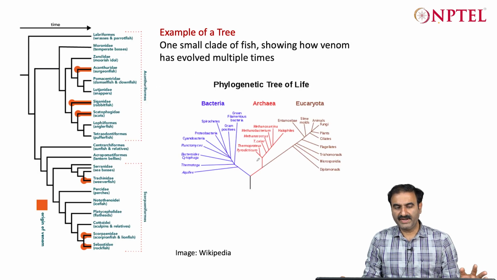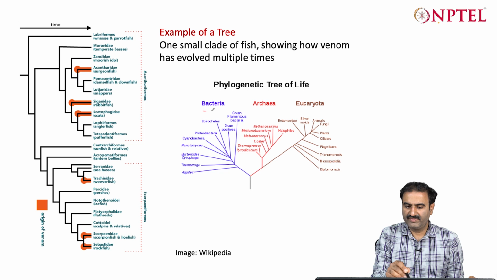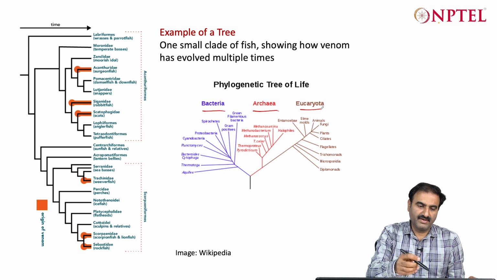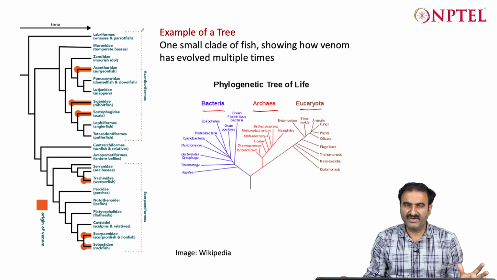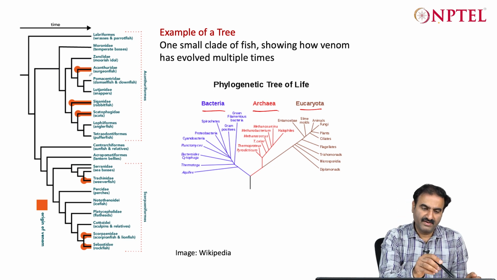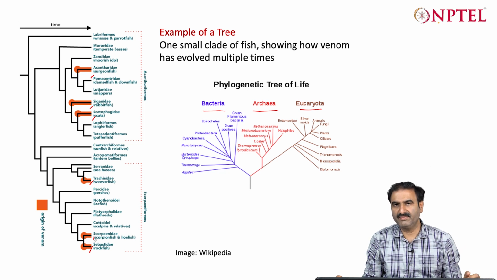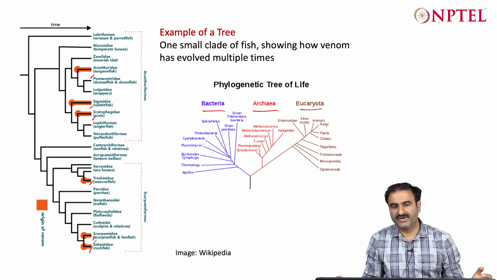A tree looks something like this. For example, this is a tree of life where we have the three domains: bacteria, archaea and eukaryota. Here is a tree made in a context showing a small clade of fish and the evolution of a particular character, such as venom in this case, where you can see that it is not present across the whole clade but exists in some of the clades. That means it evolved multiple times due to the environment or whatever evolutionary reasons were behind that.